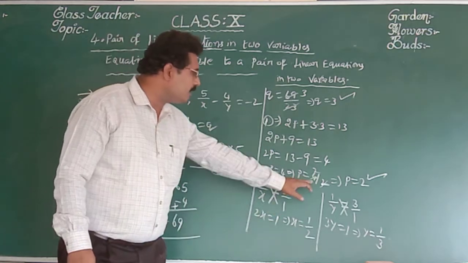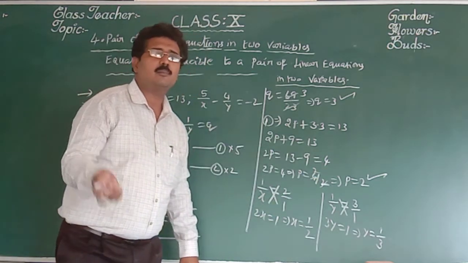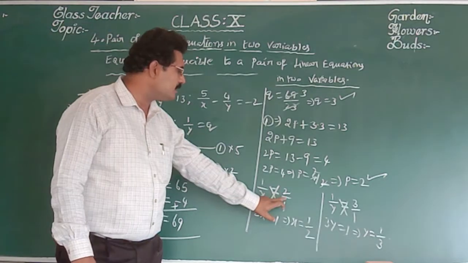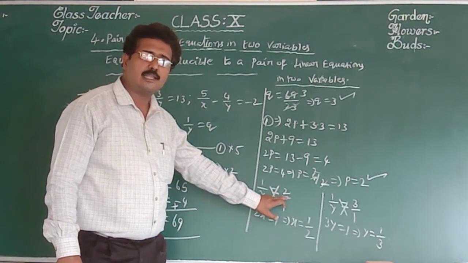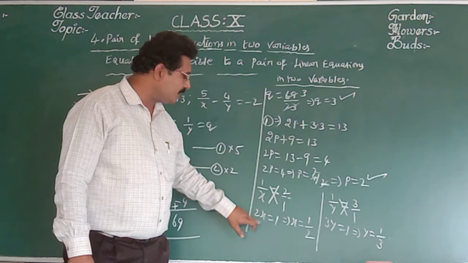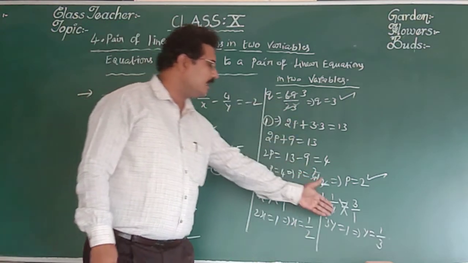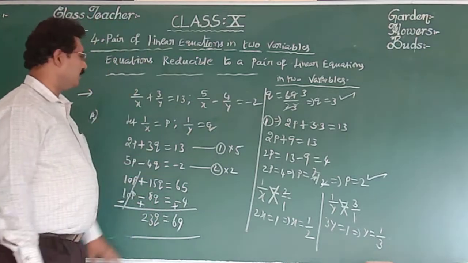After getting the values p and q, don't stop the problem. Again you substitute 1 by x is equal to p. So 1 by x is equal to p means 2. 2 can be written as 2 by 1. By cross multiplication 2x is equal to 1 implies x is equal to 1 by 2. In the same way y is equal to 1 by 3.